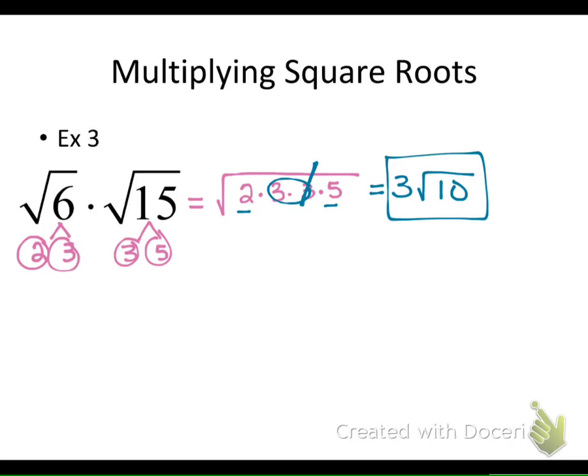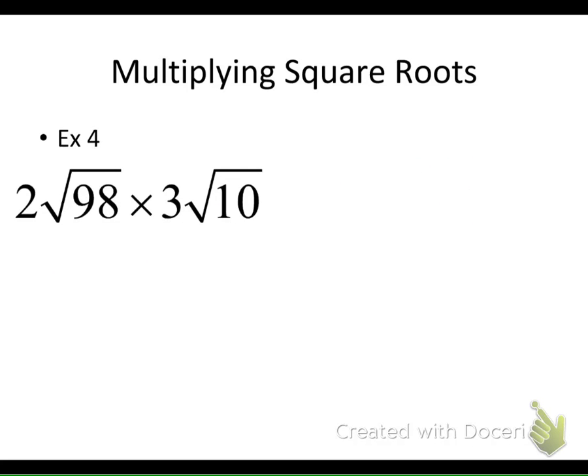Okay, example number 4. Example number 4 is going to be a little bit longer. We're going to have 2 square root 98 times 3 square root 10. Okay, Jair, what's step 1 say to do? According to your notes. Multiply the coefficient. Okay, so go ahead and multiply your coefficients.